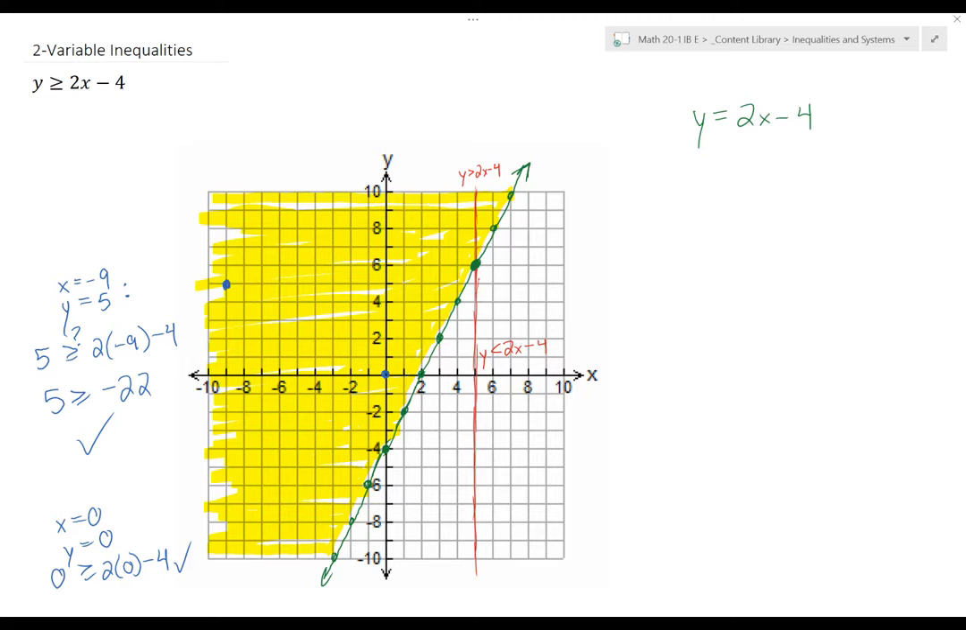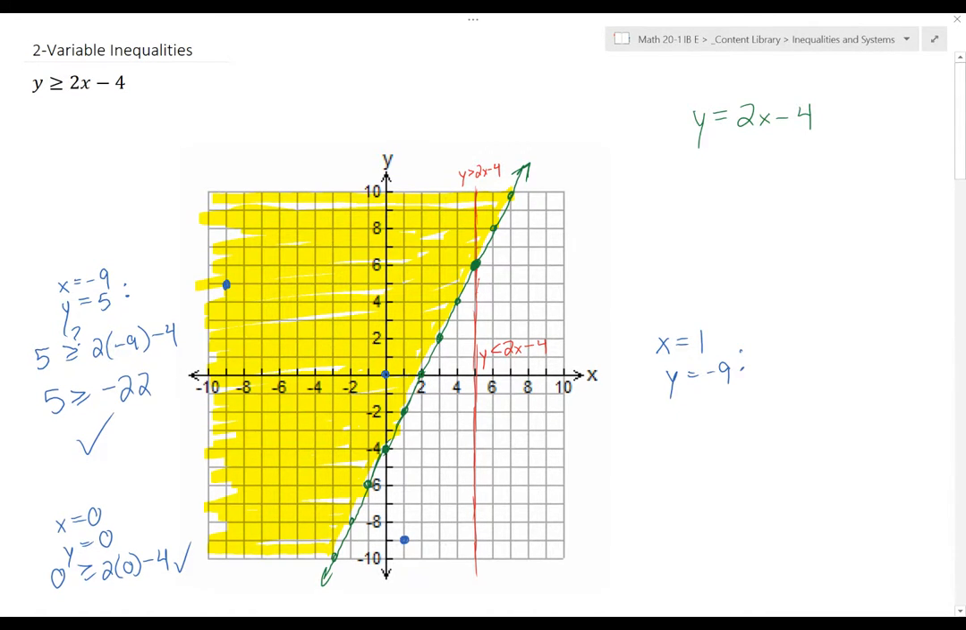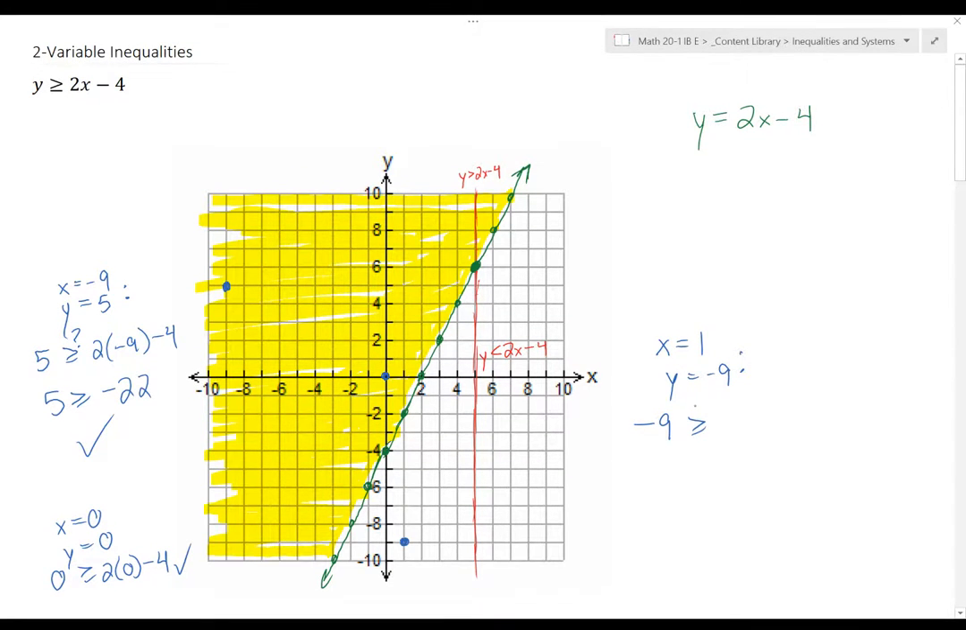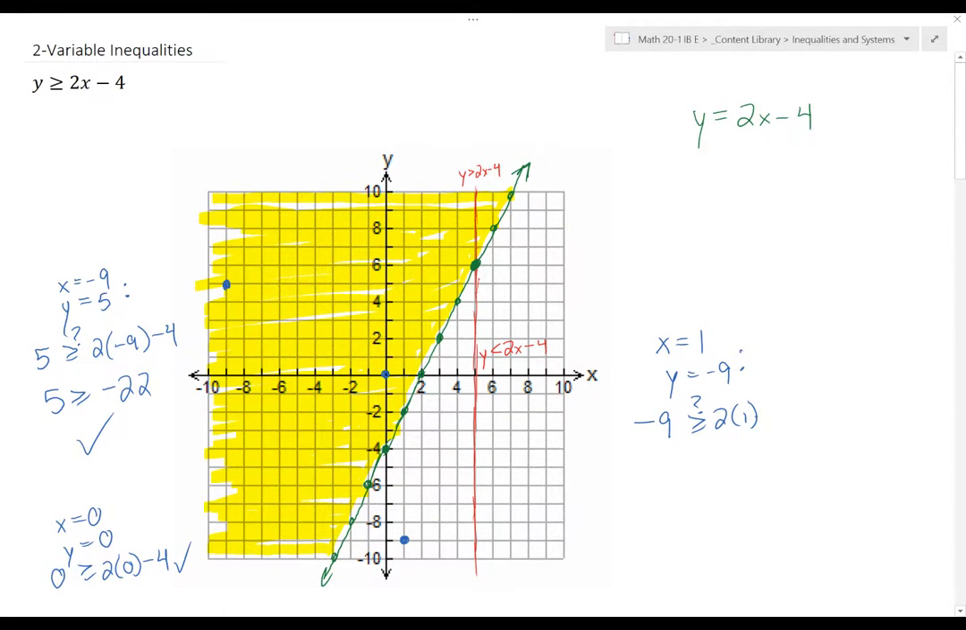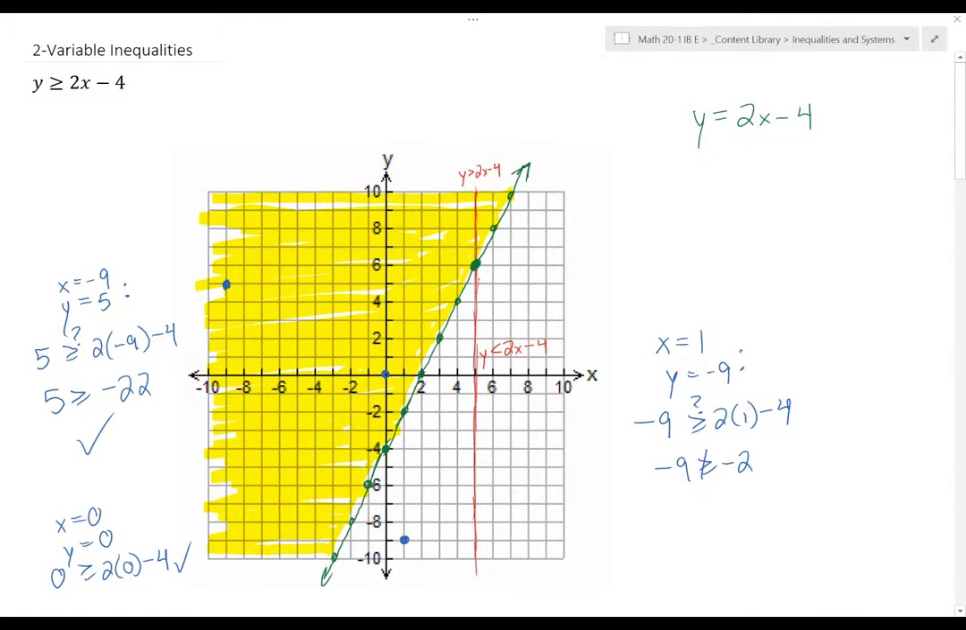What if I pick a point outside that region? So let's say I have the point 1, negative 9. So x equals 1, y equals negative 9. Is negative 9 greater than or equal to 2 times 1 minus 4? Well, no, negative 9 is not greater than or equal to negative 2, so that one doesn't work. And that would be true of any point that I pick in this region.